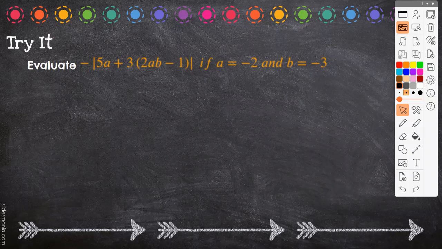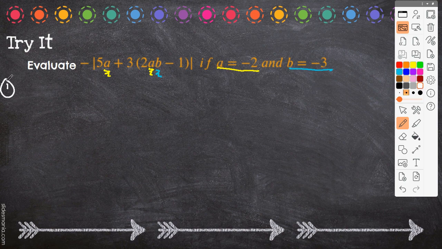Decided to record a bonus problem because this can be kind of tricky. So, again, our first step is that everywhere there's an A, you're going to substitute in -2. Everywhere there's a B, you're going to substitute in -3. So that's my first step.